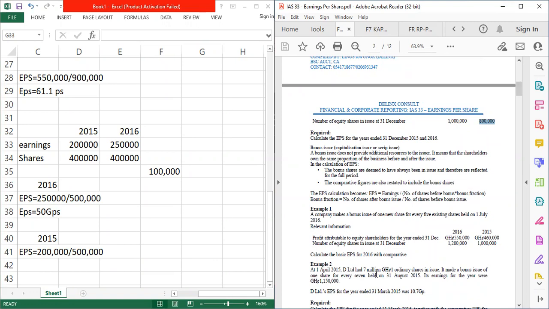Example 1, senior. A company makes a bonus issue of one new share for every 5 existing shares held on July 1, 2016. Relevant information: profit attributable to equity shareholders for the year ended 31st December 2016 was 560,000. For 2015 was 460,000. Number of equity shares in issue as at 31st December 2016 was 1.2 million, and then 2015 was 1 million. Calculate the basic earnings per share for 2016 with comparative.